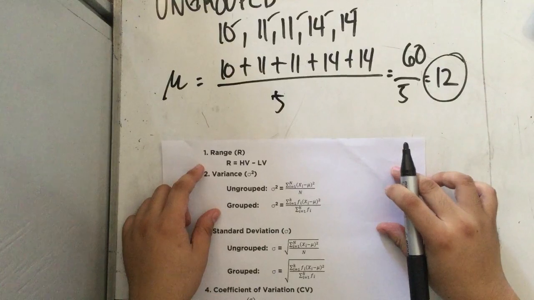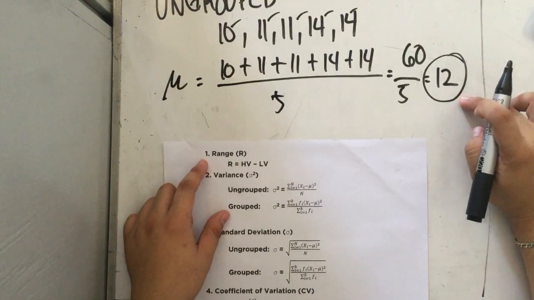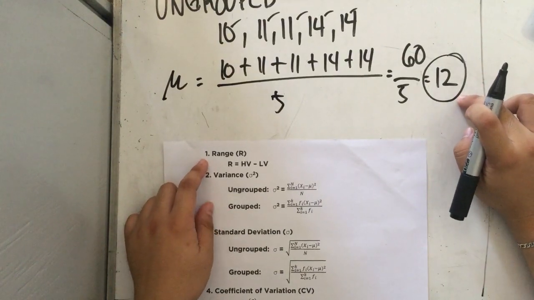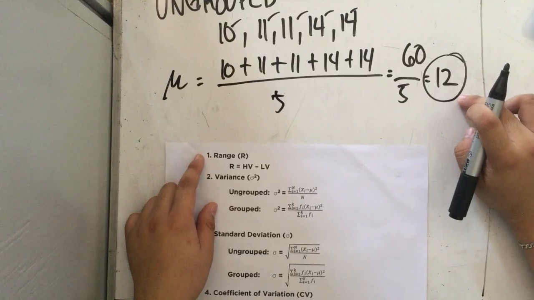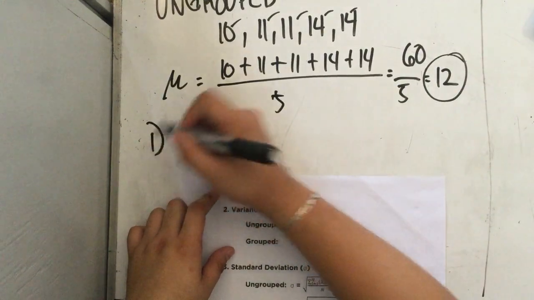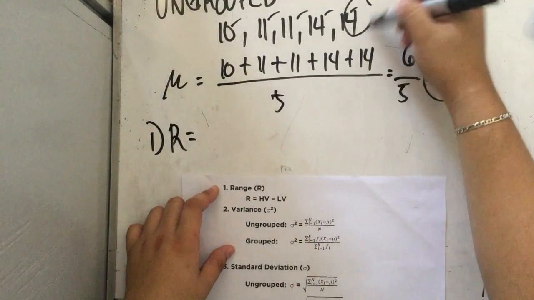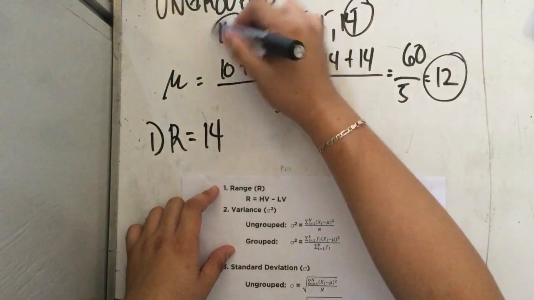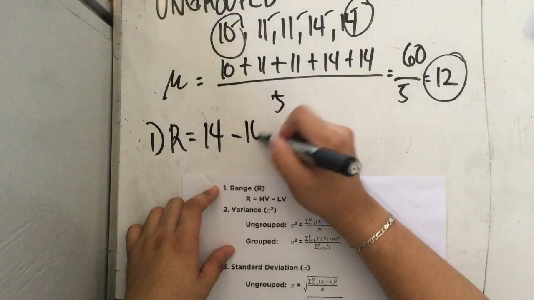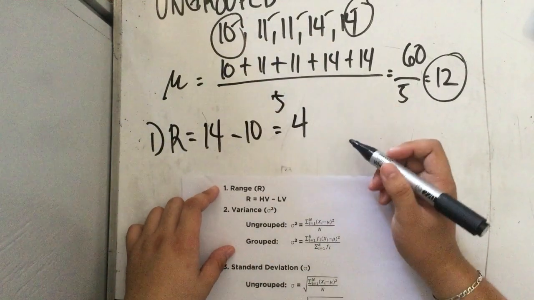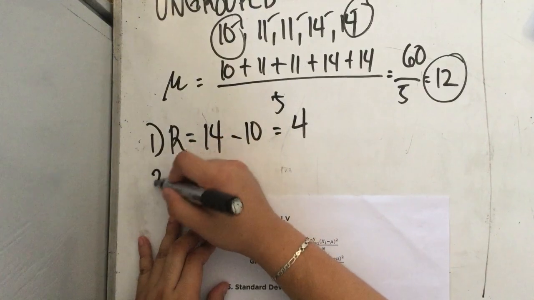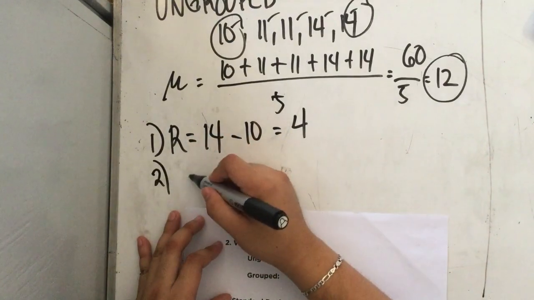Okay? So since we already have the mean, pwede na tayong mag-proceed sa ating measures of variability. Okay, so first we have the range. So range is equal to the highest value, which is 14, minus the lowest value, which is 10, then it is equal to 4. So that is your range. Next, you have the variance.